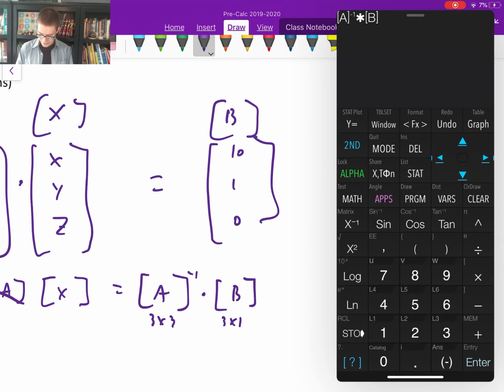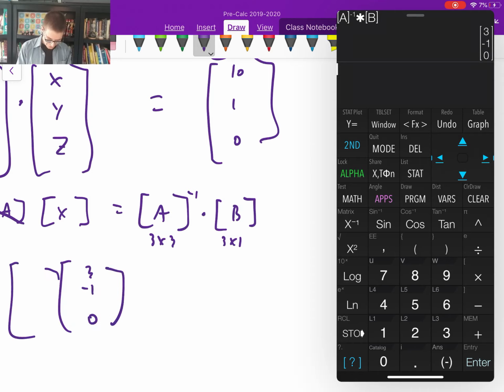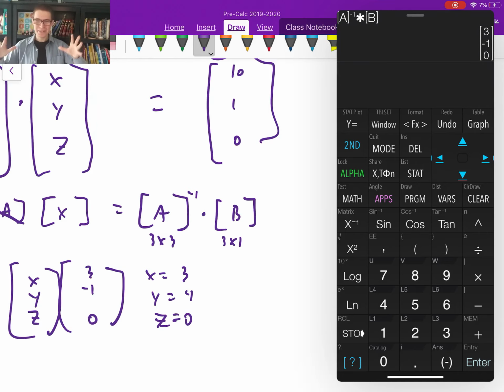Inverse of matrix A times matrix B, and I'll press enter. And it gives me 3, -1, 0. It gives me matrix X, what I'm looking for. So it gives me 3, -1, 0, which is X, Y, and Z. So just like we've seen before, X equals 3, Y equals -1, Z equals 0. This is incredibly powerful.